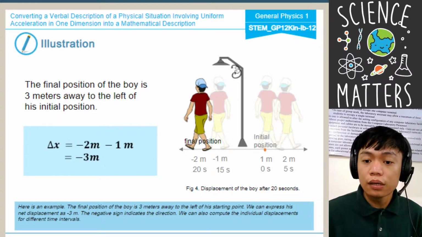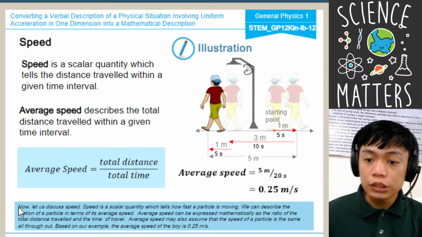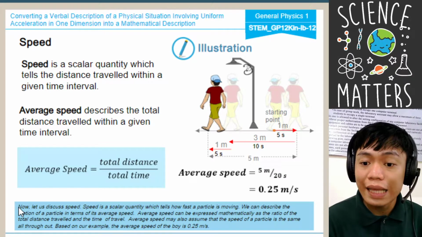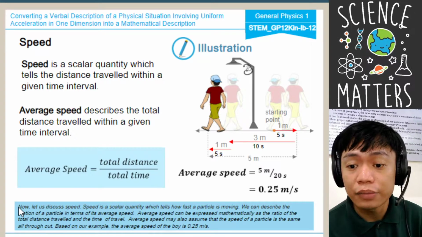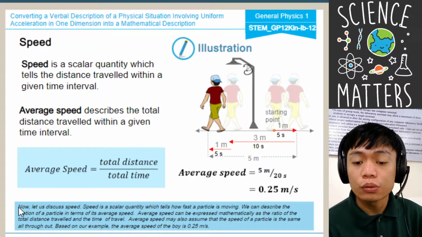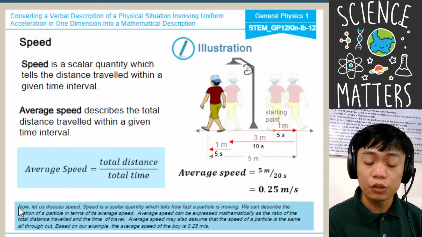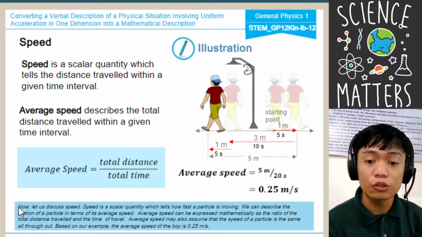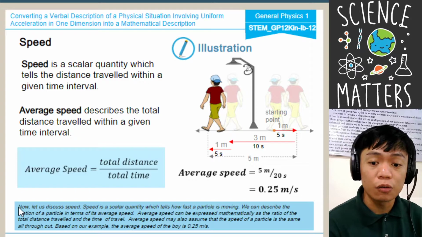Okay, now let's continue. What is speed? Speed is a scalar quantity which tells the distance traveled within a given time interval. So, basically, pagsasamahin natin yung distance at saka yung time. Alam na natin ang speed, right? Nakikita natin to sa mga car natin with yung speedometer, yung tinatawag nating speedometer.